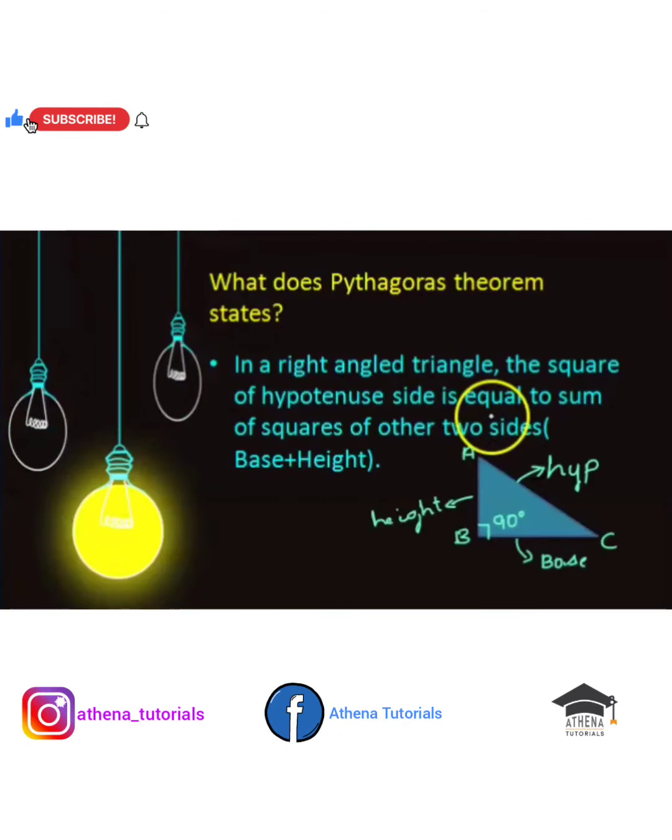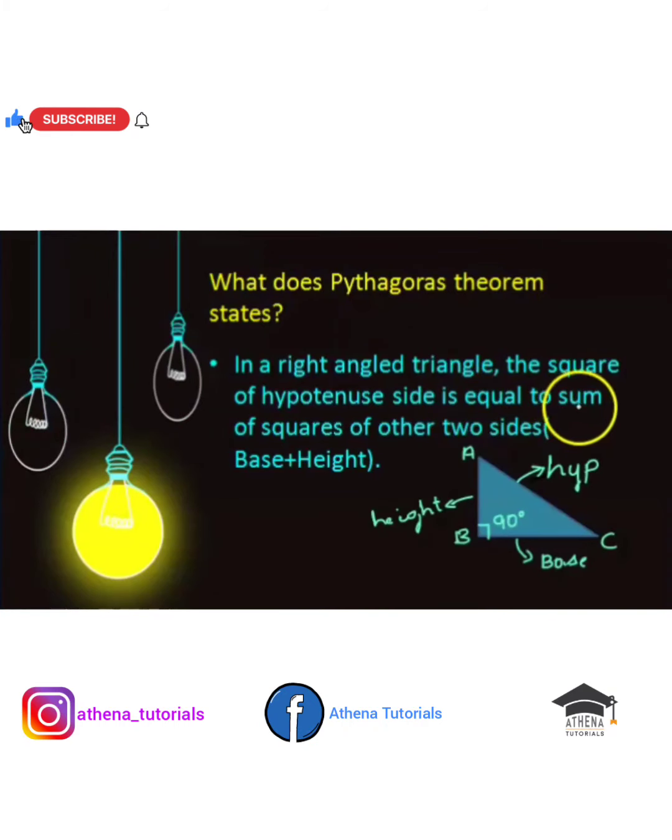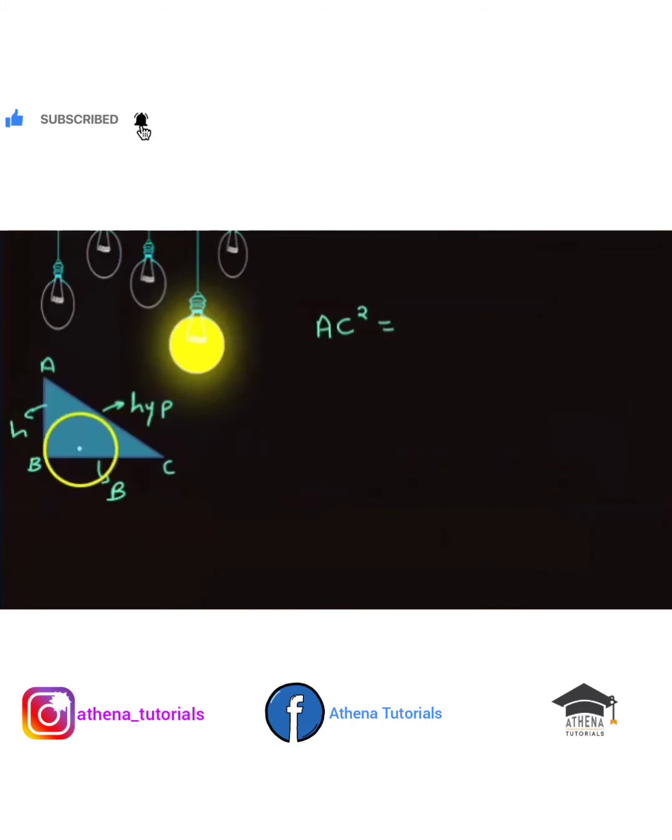It is stating that in a right angle triangle, the square of the hypotenuse, which is AC, so AC square will be equal to the sum of squares of the other two sides, that is base and height. So base is BC square plus height is AB square.